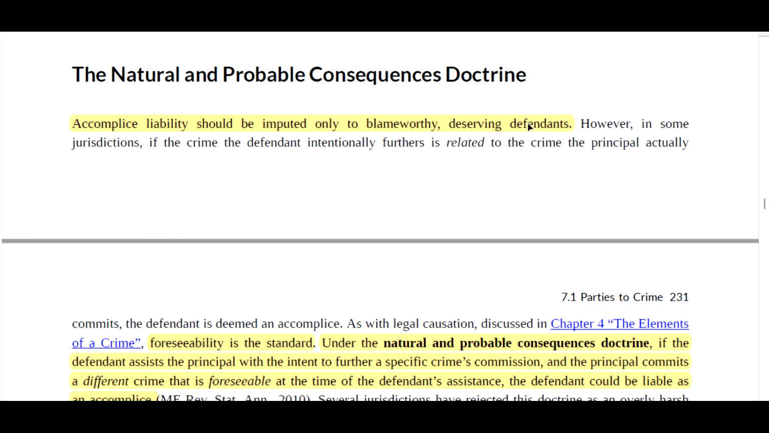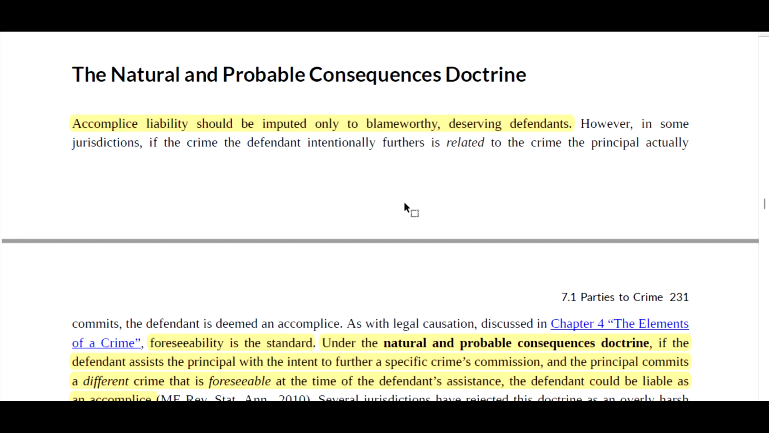This is what we believe as individuals who believe in a criminal justice system that works. And if you're in this class and you plan to go into criminal justice, I imagine that you believe that our system should work in some way, shape, or form. This is the idea as well, that liability should only be imputed upon blameworthy people, not just anyone. However, in some jurisdictions, if the crime the defendant initially furthers is related to the crime that is actually committed, the defendant is deemed an accomplice.